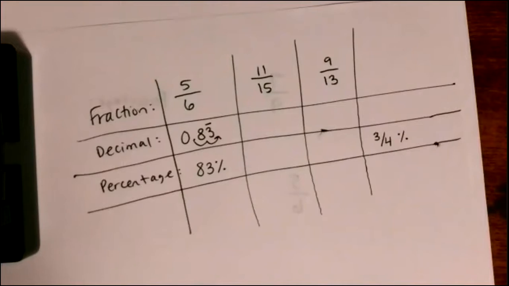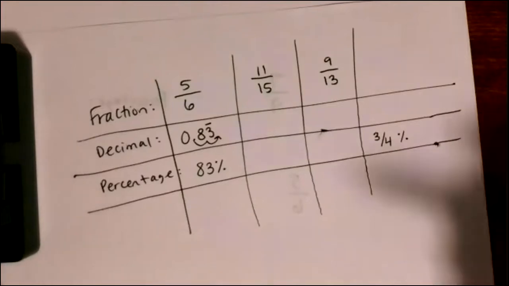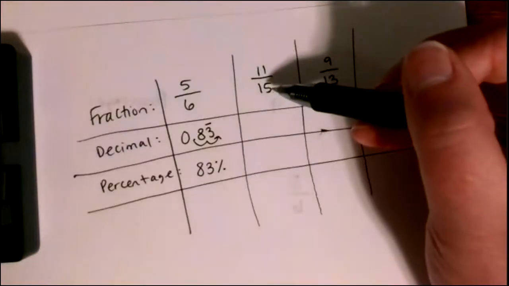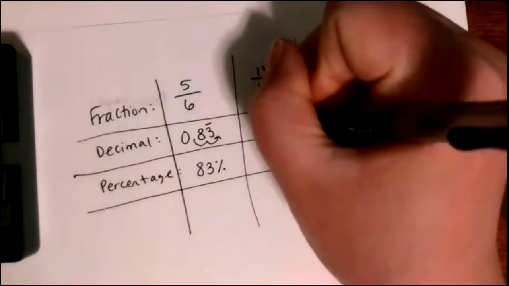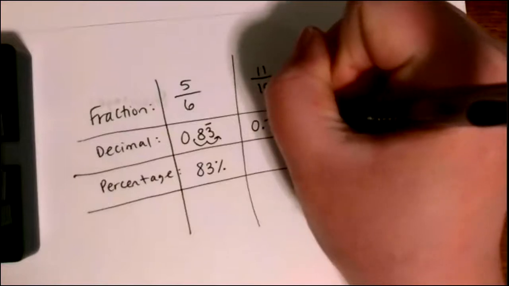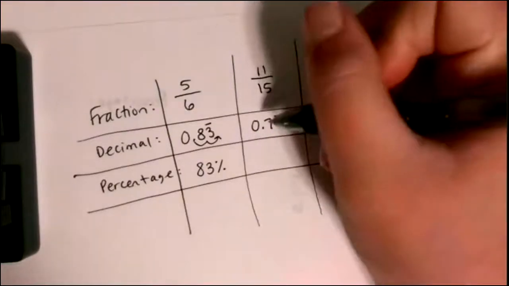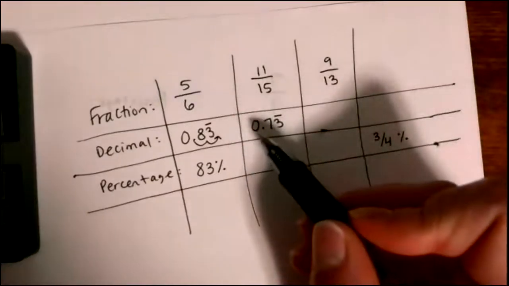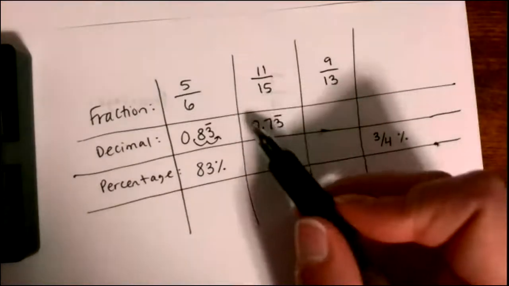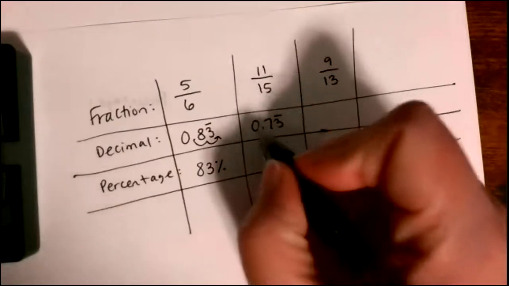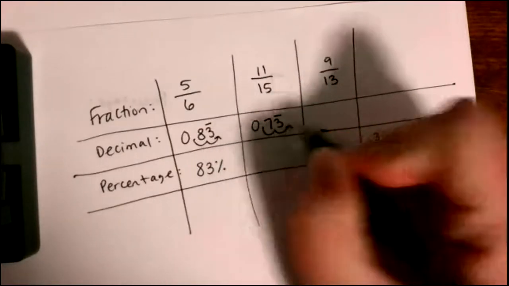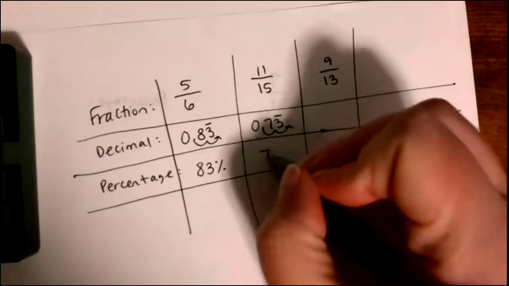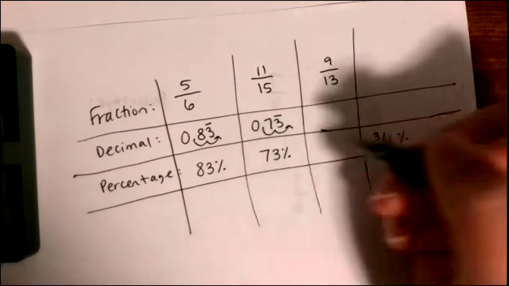Looking at the second one here, we have 11 fifteenths. So 11 divided by 15 would give us 0.73. That is also repeating, so I'm just rounding to the hundredth. Now to go from a decimal to a percentage, we multiply by 100, or just move our decimal 2 places to the right. So that would give us 73%.